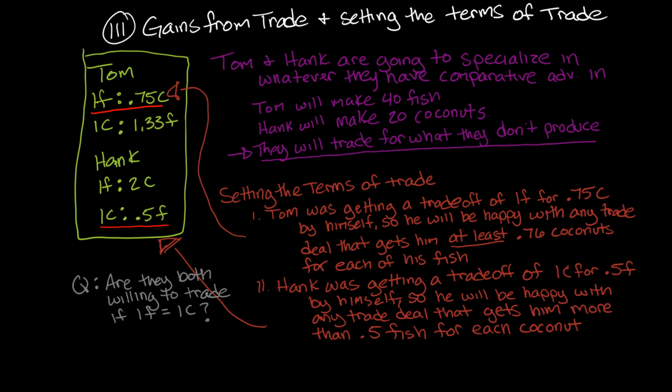So on the last slide, we're going to go ahead and just presume that they trade 10 fish for 10 coconuts. We're going to quantify that and make sure that there are actually gains from trade, which there are, and that'll be the end of this lesson.